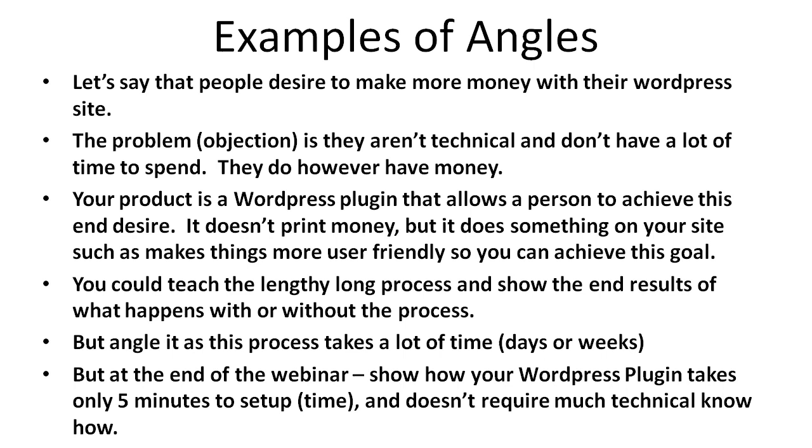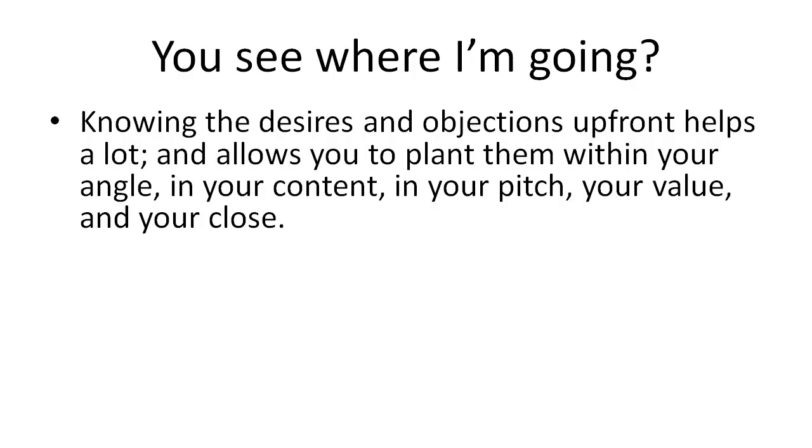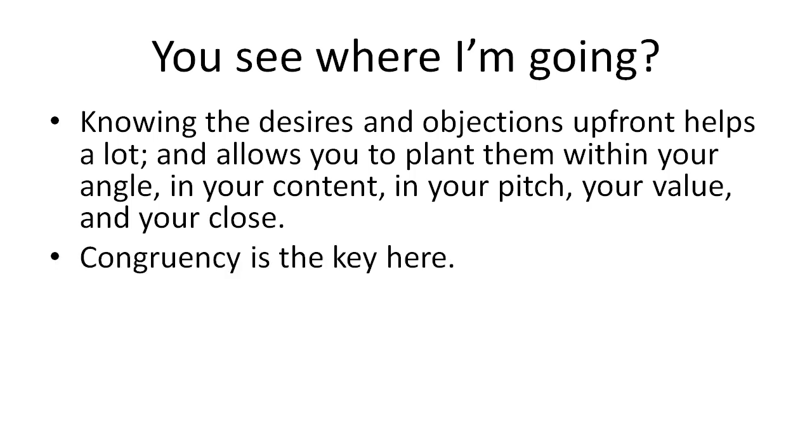If they don't have a lot of money, you can do payment plans, and you can adapt to solving their objections. So you see where I'm going with this? You see how powerful this is? Knowing the desires and objections up front helps a lot. And it allows you to plant them throughout your angle, your content, your pitch, your value, and your close. And congruency is the key here. You want to make sure that those desires and objections are within your angle, within your content, within your pitch, within your value, and within your close, all the way to the end. You can even use them in your follow-up messages.